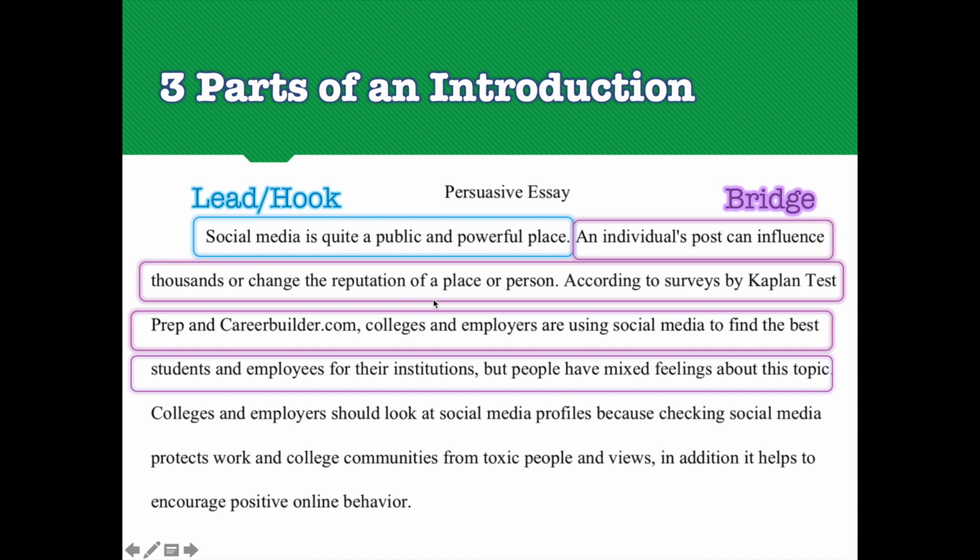You'll notice that in this bridge, there is a lot of level 1, pretty neutrally stated information. Information from surveys done by Kaplan Test Prep and CareerBuilder. A statement clearly stating what it is that employers and colleges are doing that could cause controversy. And the statement that people have mixed feelings about this topic.